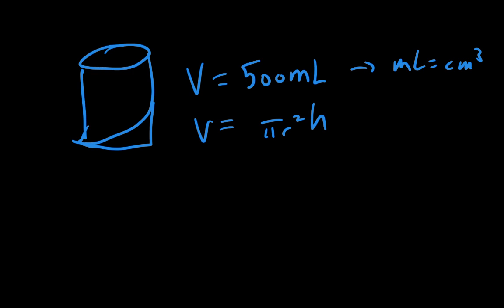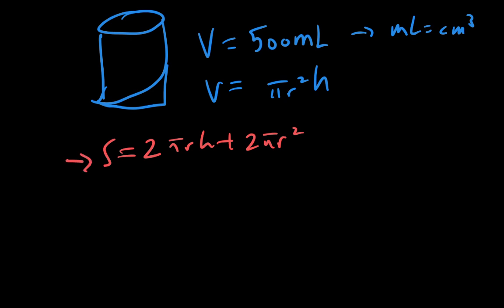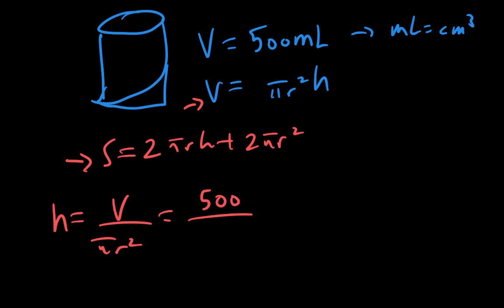And we also have the surface area of this cylinder, so 2 pi rh plus 2 pi r squared. We want to minimize S given our volume constraint. So we can solve our volume for h. h is equal to the volume over pi r squared, which is equal to 500 divided by pi r squared.